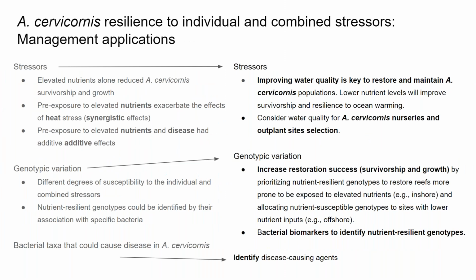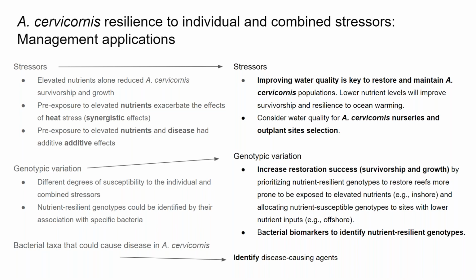So why do we care about all of this, or what does this mean for management? First, based on these results, we now know that improving water quality is key to restore and maintain Acropora cervicornis populations. When we tested the effects of elevated nutrients in Acropora cervicornis, we ran this experiment with other species. And the response of Acropora cervicornis to elevated nutrients was a lot stronger than other corals, such as Orbicella faveolata and Stephanocoenia. So nutrients really matter for Acropora. And therefore, when we are considering the location for our Acropora nurseries or outplant sites, we really need to consider water quality if we want to improve survivorship.